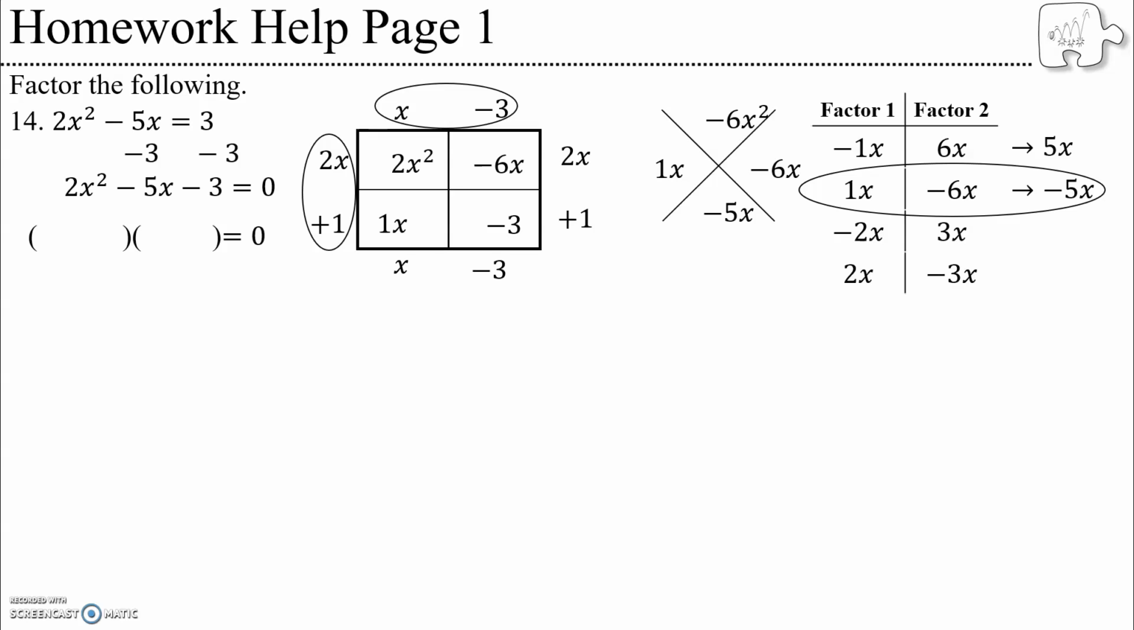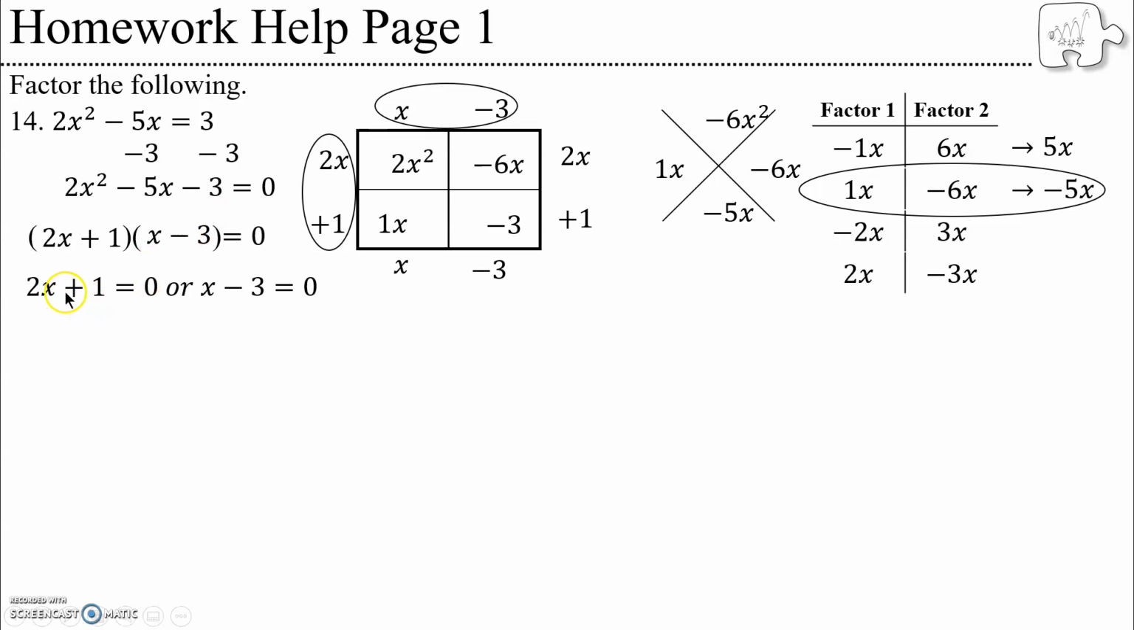2x plus 1 and x minus 3. So now we can fill it into our answers. 2x plus 1 and x minus 3. Alright, so now we have the product of two things equals 0, so we could use the 0 product property. 2x plus 1 equals 0, or x minus 3 equals 0.